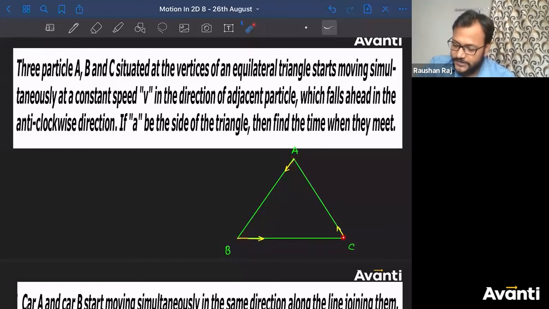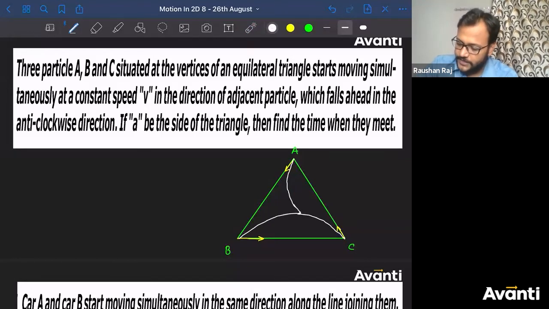Similarly, C will try to move here, so B will also have a direction along this. So all the particles, A will come here, B will come here, C will come here. Now A is again following B, so now the particle's velocity will be in this direction. So every time you follow the path, they are going to follow a path like this.